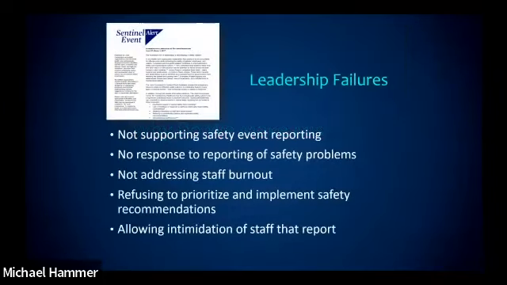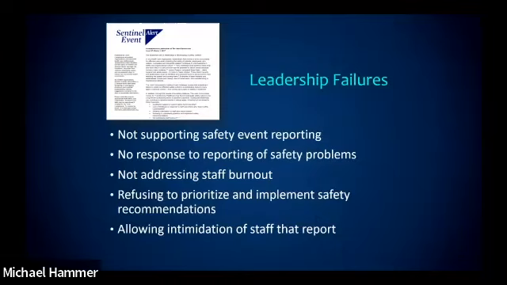Whoops, excuse me. There was a sentinel event alert published by the FDA about 3 years back, identifying leadership failures in supporting HRO. Leadership failures are included not supporting safety event reporting, no response to events that are reported, not addressing staff burnout. People are burned out. When you're burned out, you're more likely to make a mistake, right? You're tired.